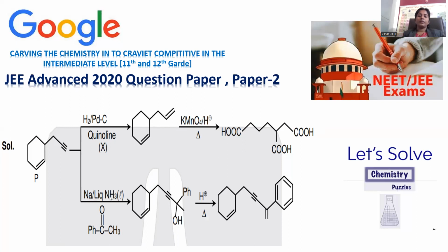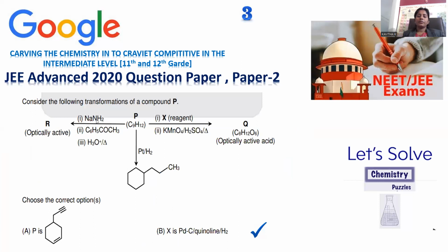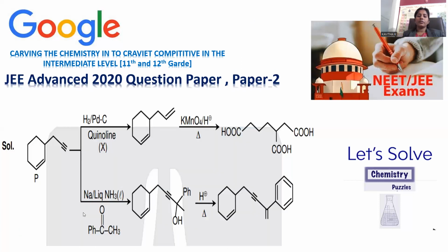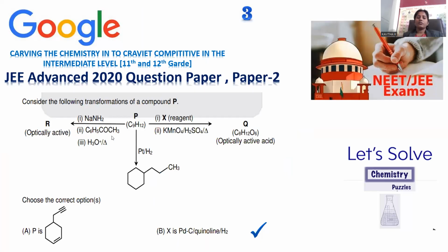And another, sodium in liquid ammonia. They mentioned NaNH2 here. In order to achieve NaNH2, we have to add sodium in liquid ammonia. Whenever sodium in liquid ammonia is added, what will it do? It converts the triple bond into a double bond over here. The formed double bond is further treated with acetophenone. The second reagent added will be acetophenone.